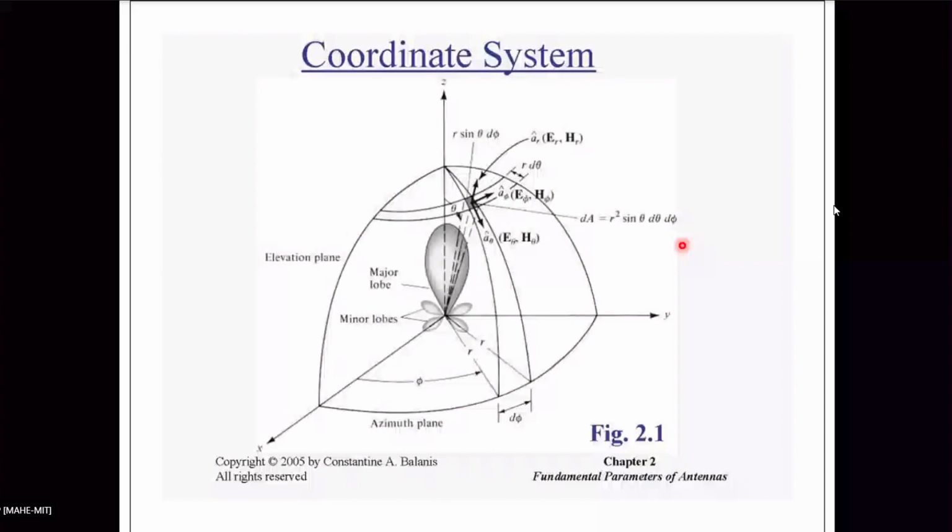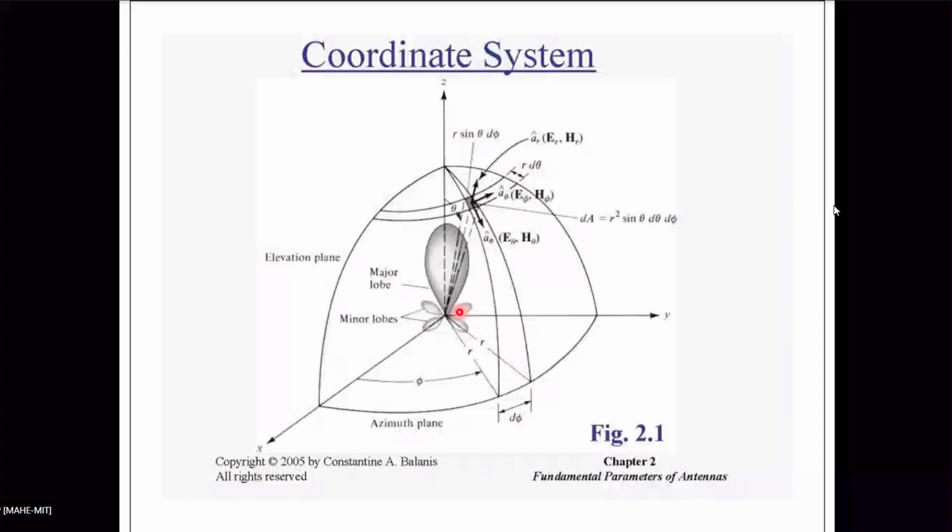So the plotting is done in spherical coordinate system. That is convenient. So antenna studies also are done using spherical coordinate system. We derive the derivations and computations using spherical coordinate system. So here you can see the radiation pattern.